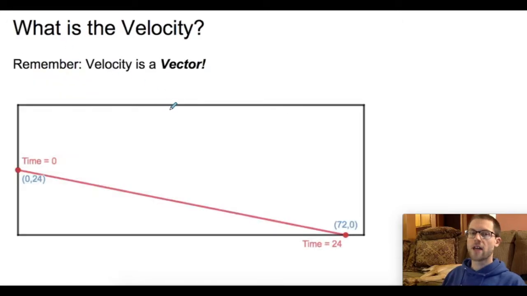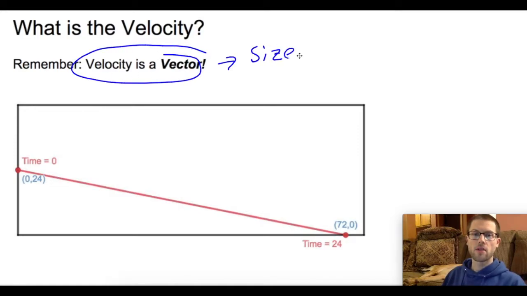So let's think about what the velocity is. In those last two slides, I was able to find the horizontal speed and the vertical speed, but if I want to consider the velocity, remember velocity is a vector. This has a size and a direction.